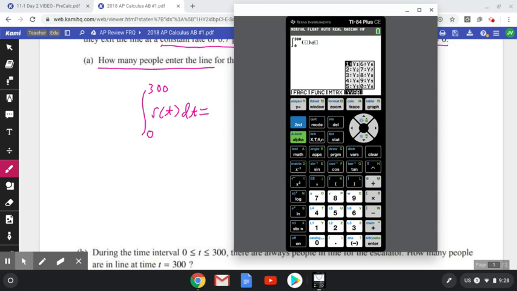Some calculators don't have that shortcut menu, so let me show you a different way of getting there. Hit your vars key, which is just below your cursor pad, and you can cursor 1 to the right to get your y variables, hit enter, and hit enter again.